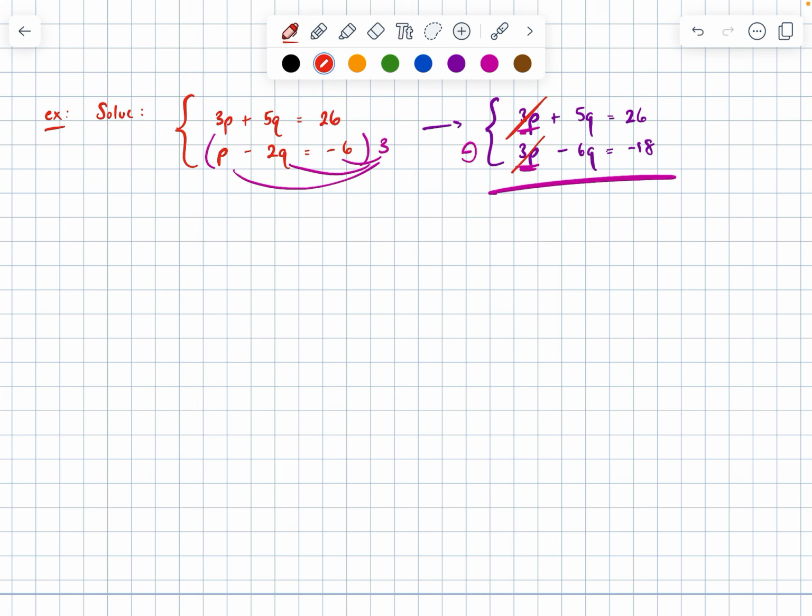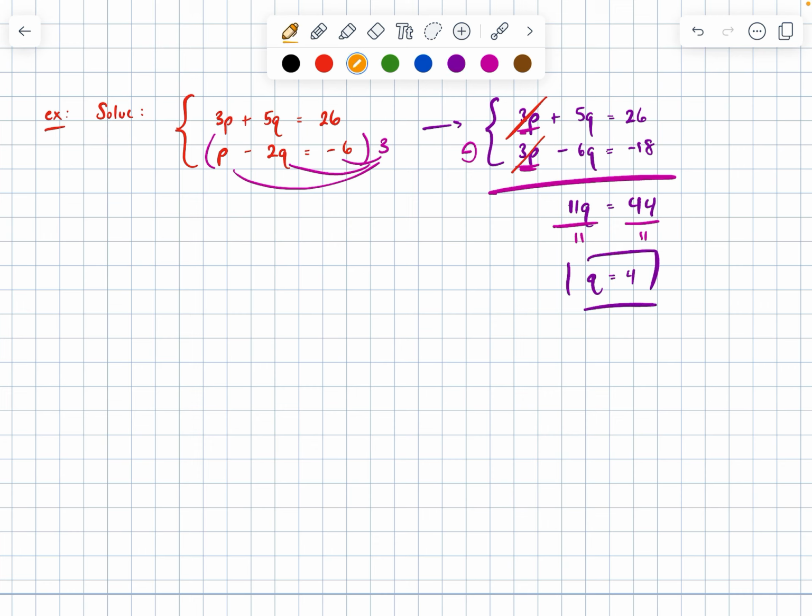I have 5q minus negative 6q, which is 5q plus 6q. This is 11q. And on the right, I have 26 minus negative 18, which becomes 26 plus 18. 26 plus 18 is equal to 44. Dividing both sides by 11 to get q by itself, that tells me q is equal to 4.